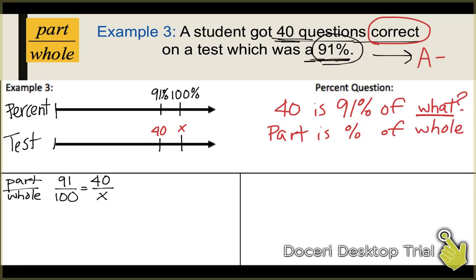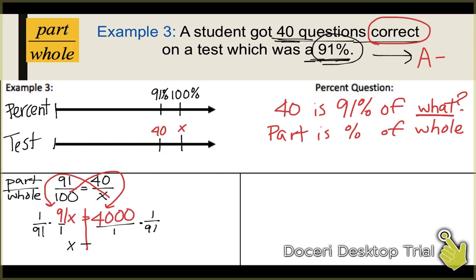So now I'm going to use the butterfly method or the heart method. I'm going to multiply 91 times x, and I get 91x. Okay? Now I have to multiply 100 times 40, and I get 4,000. Alright, now I need to try to get x by itself. So to get x by itself, I'm going to use the multiplicative inverse of 91. And the multiplicative inverse of 91 is 1 over 91. So I'm going to multiply each side by 1 over 91.